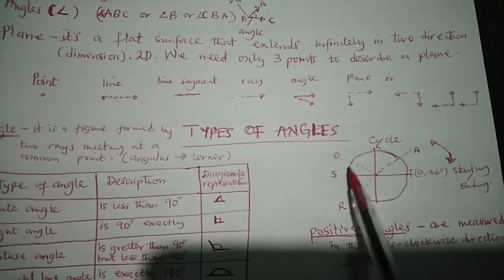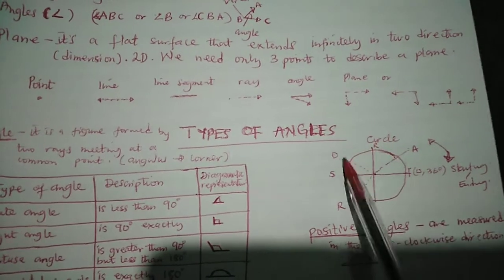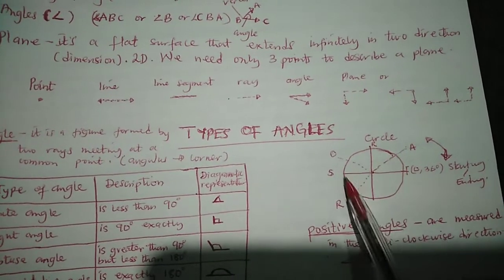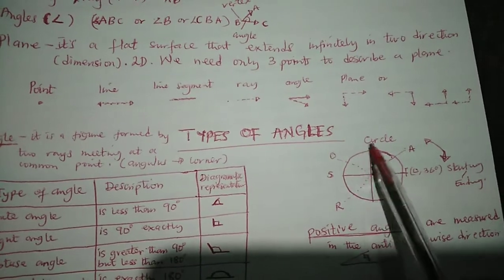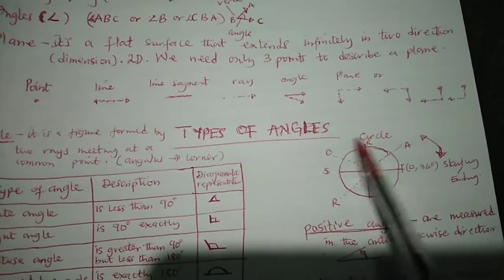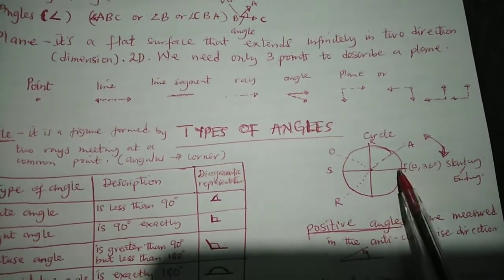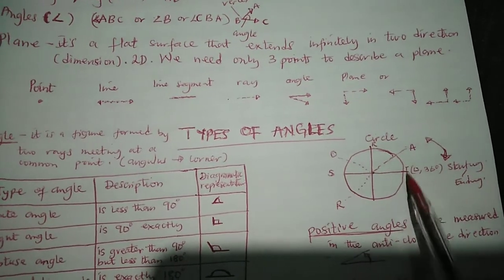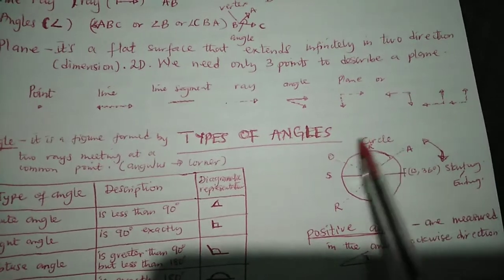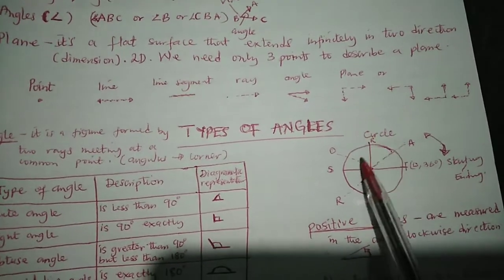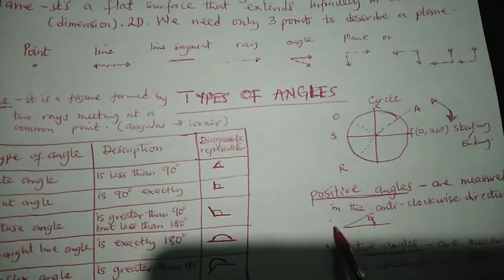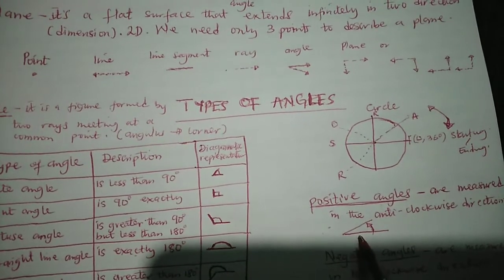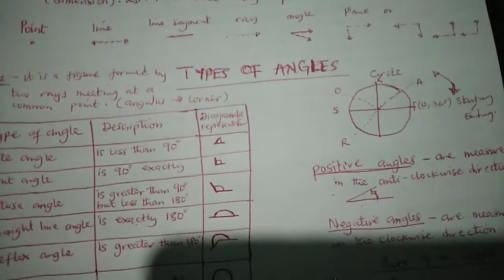So we move in this direction, so that we are moving in the opposite direction of the clock. The clock moves in this direction. But when measuring angles, we will start from here, that's the positive x-axis, and move in this direction, in the opposite direction of the clock. That gives us positive angles. So we have two types of angles. We have positive angles and negative angles.